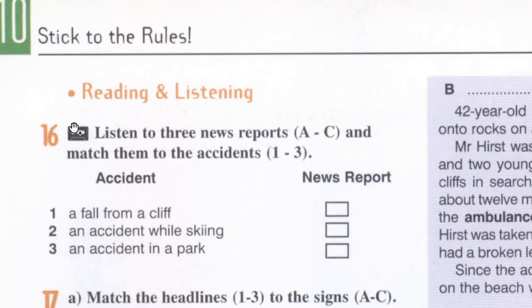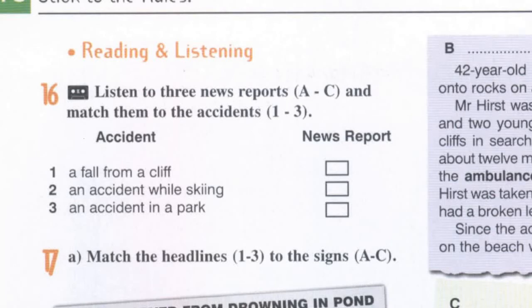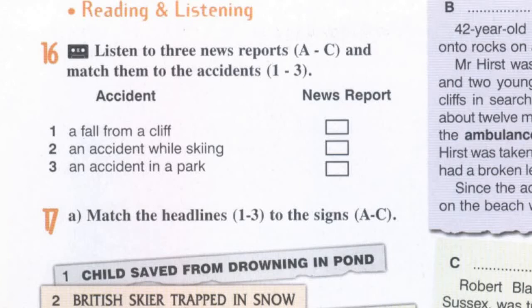Another page, exercise number 16. Listen to the 3 news reports, A to C, and match them to the accidents 1 to 3. First, a fall from a cliff. And the second one, an accident while skiing. And the third one, an accident in a park. Okay, so the meaning of cliff. What does cliff mean? A cliff is a high rock which is steep on the side.